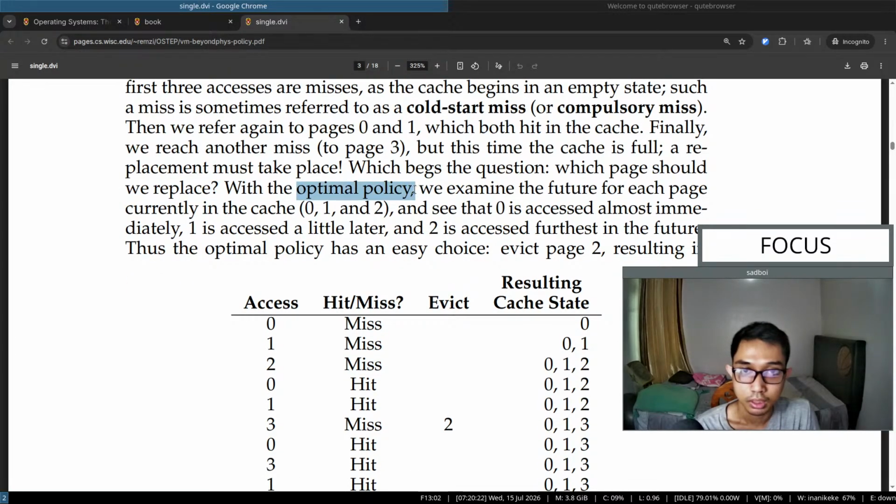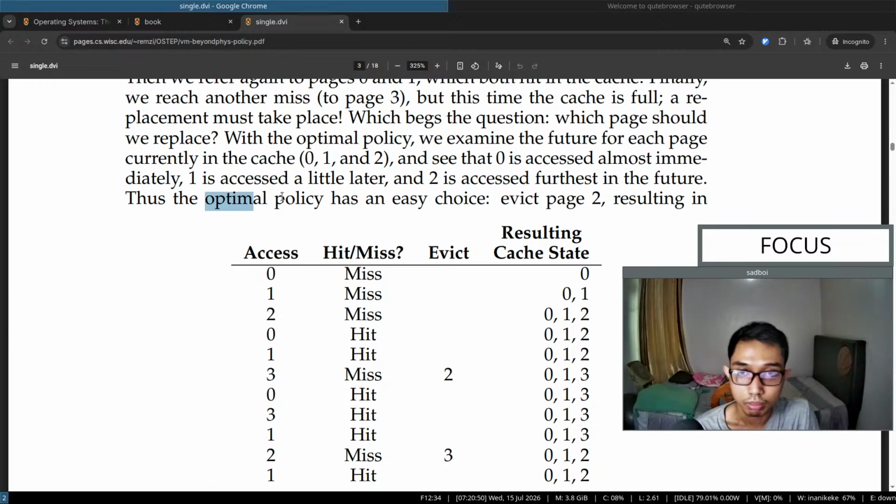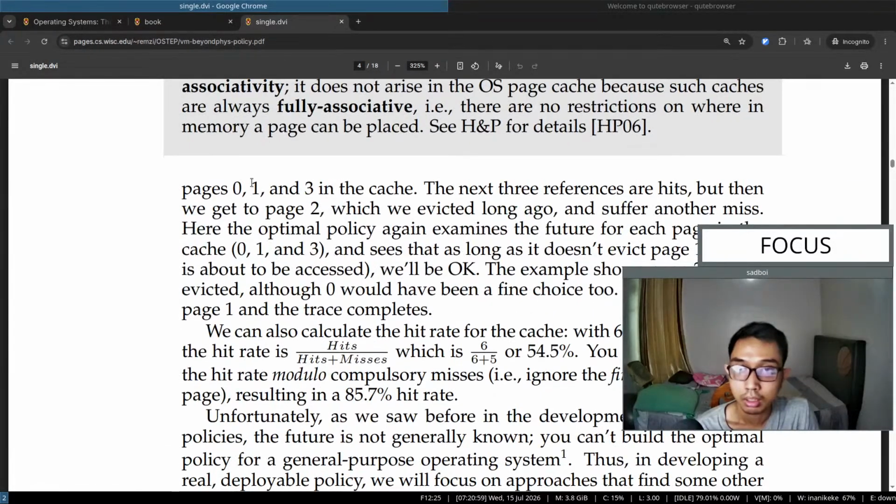With the optimal policy, we examine the future for each page currently in the cache: 0, 1, and 2. And we see that 0 is accessed almost immediately, 1 is accessed a little later, and 2 is accessed further in the future. Thus, the optimal policy has an easy choice: evict page 2, resulting in pages 0, 1, and 3 in the cache.